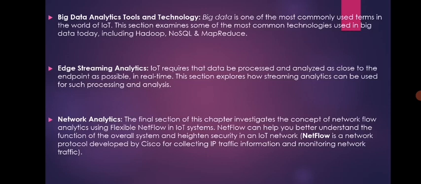Then the next step will be edge streaming analytics. This is very important. IoT requires that data be processed and analyzed as close to the endpoint as possible, in real time. This section explores how streaming analytics can be used for such processing and analysis. Streaming means that when you are collecting information at the smart device level, it is communicated directly to the gateway. From the gateway there is the backhaul network, and then the application layer is encountered. The gateway and the backhaul, we call that the edge analytics level. The information where you are collecting, there itself it will be processed. Remember, where we collect the information, there itself it will be processed.